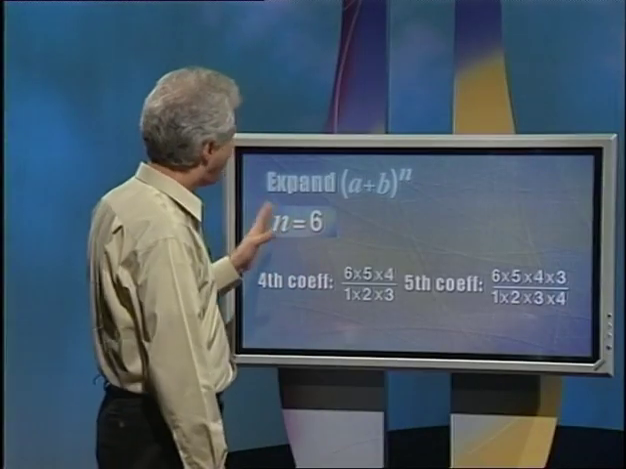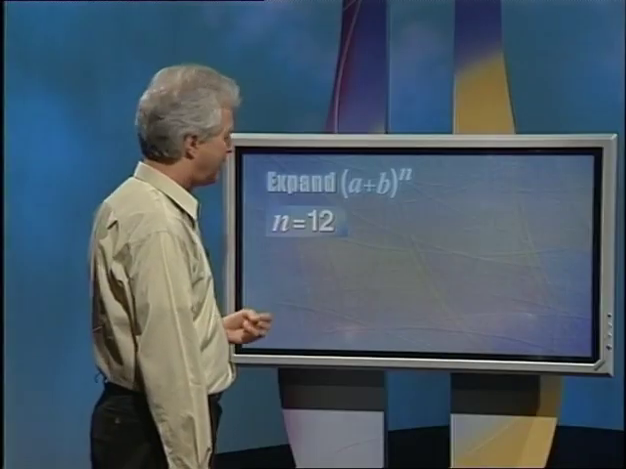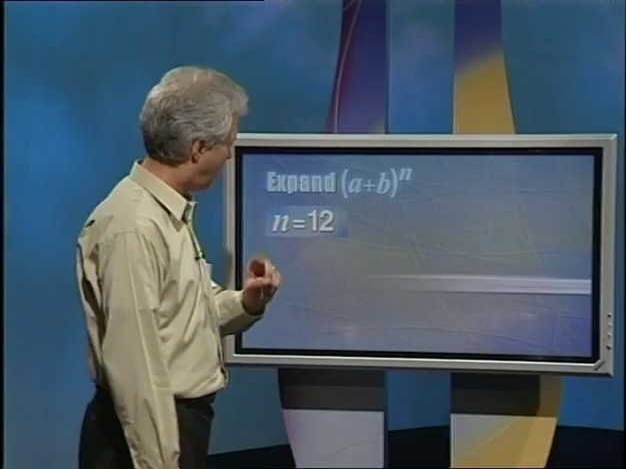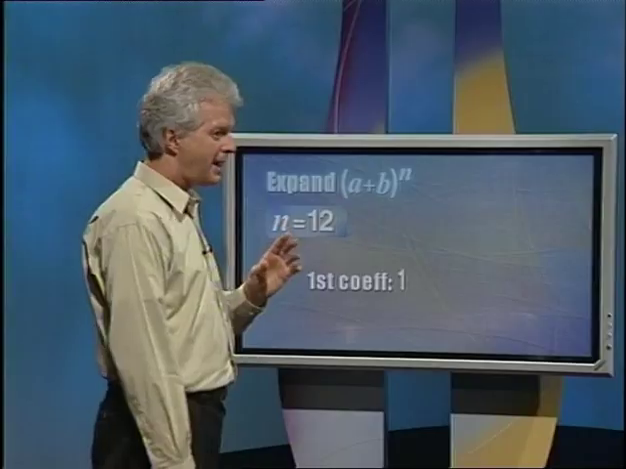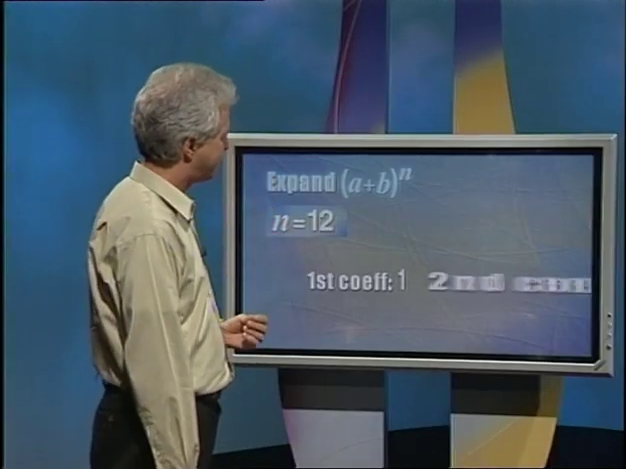Let's try a larger value for n now. We had 6. Let's move to n equals 12. The first coefficient is 1, always. The second is 12, which we think of as 12 over 1.